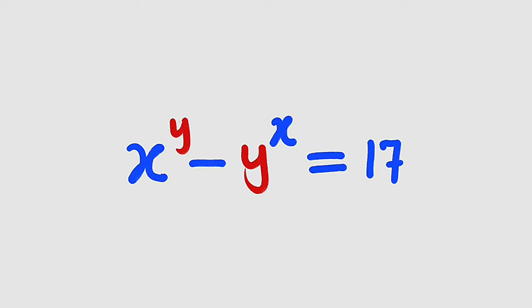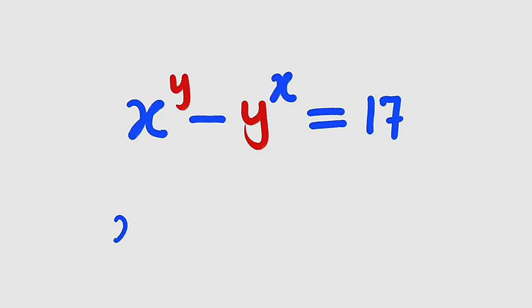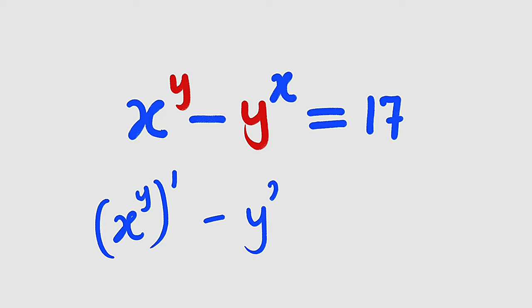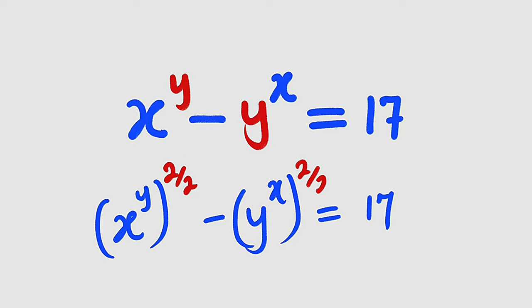First of all, naturally any value raised to the power of 1 will not change, right? So we have x raised to the power of y, also raised to the power of 1, minus y raised to the power of x, also raised to the power of 1. This remains 17. But I know that 1 is the same thing as 2 divided by 2, so I'm going to replace this 1 with 2 divided by 2. I want to use 2 because I know it will give us a difference of two squares.